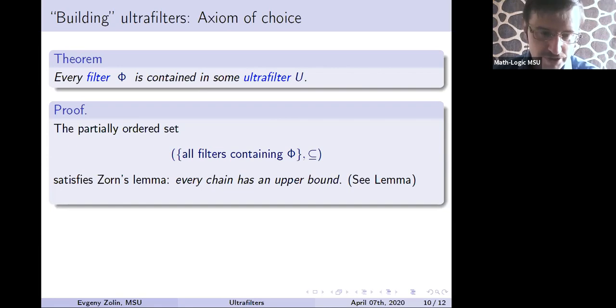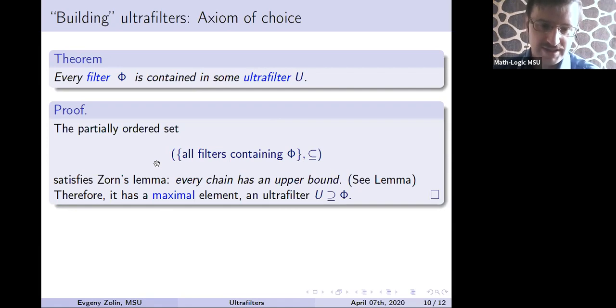The conclusion of Zorn's lemma says the following. Then this partially ordered set has a maximal element, so an element such that there is no bigger element. Bigger in this sense. So in our case, this means that there is some filter, let us denote it by U, that is a member of our set. So it contains phi, and it is maximal. There is no other filter that is bigger than U. There is no U prime that is bigger than U. That's it. This is the proof of this theorem.